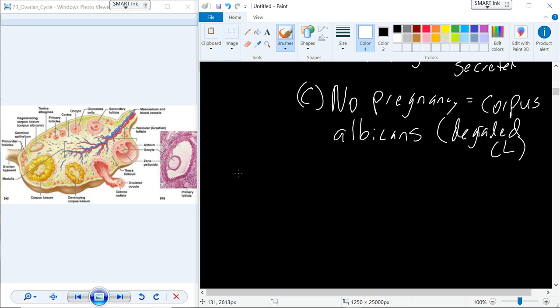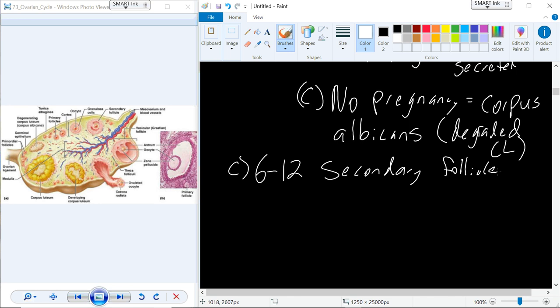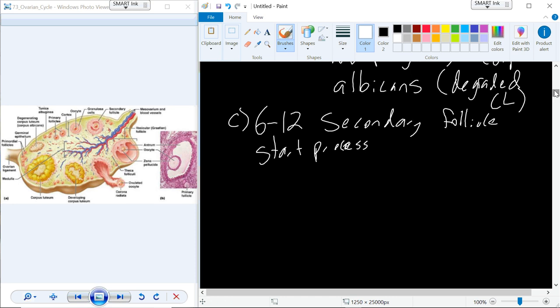So at the start of the process, about 6 to 12 of our secondary follicles are going to start the process. You'll remember that we have our reproductive supply of 300,000 per ovary as we reach puberty. And so out of those 300,000, 6 to 12 of the secondary follicles that are just waiting around are going to be triggered to begin to go through this developmental process.